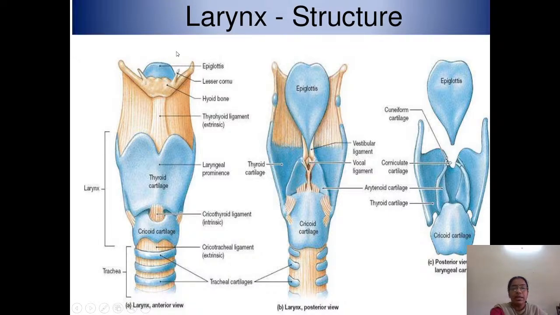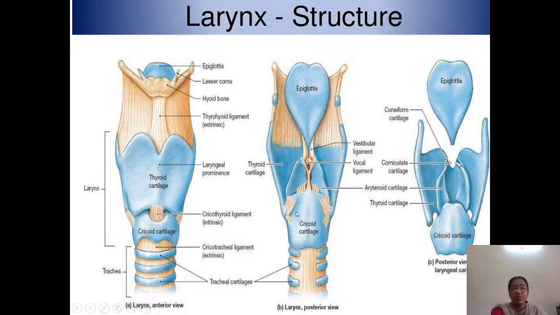So among the unpaired cartilages, this is the epiglottis, the leaf-like epiglottis that you are seeing. One more unpaired cartilage is the cricoid cartilage. This part that you are seeing is the cricoid cartilage, and this is the thyroid cartilage. So epiglottis, thyroid, and cricoid are the unpaired cartilages of the larynx. When you see the front view of the larynx, that is the anterior view, you can see the unpaired cartilages in this way.